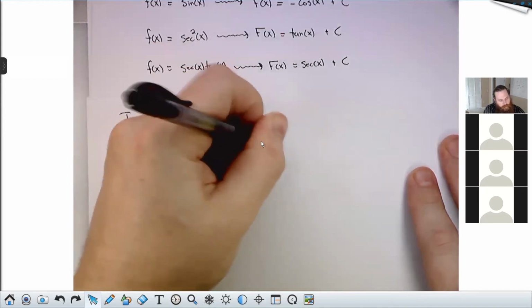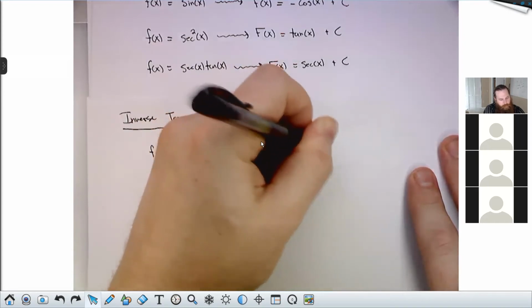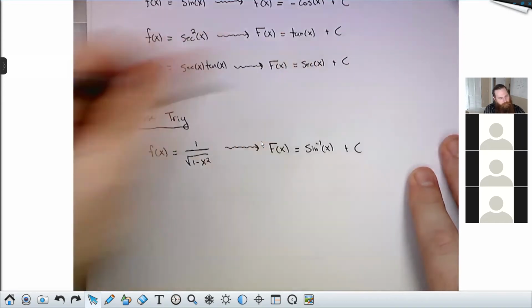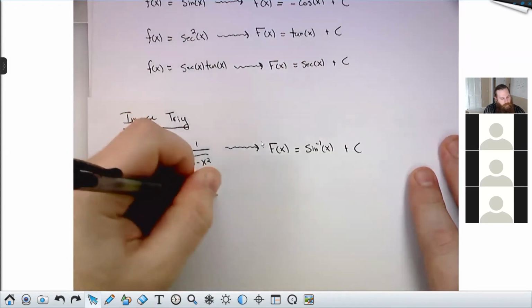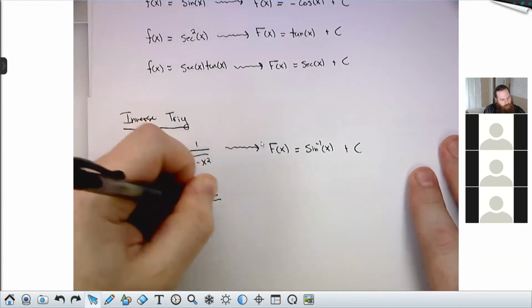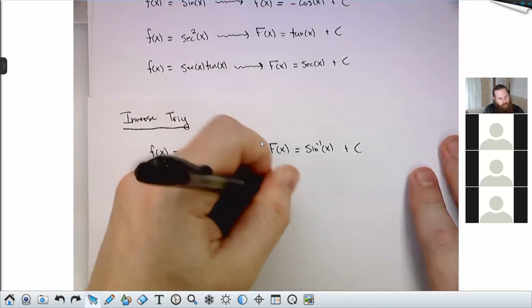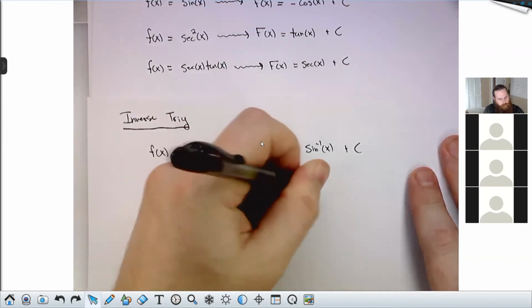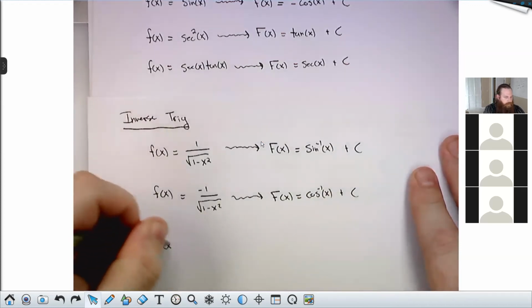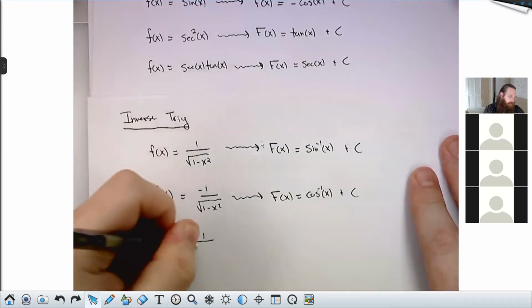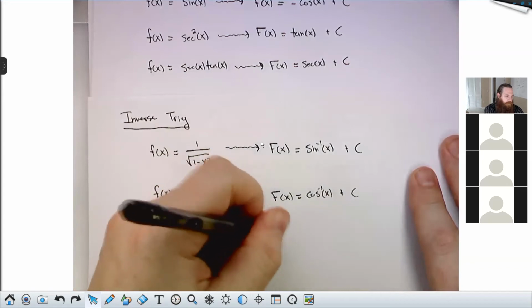But you know who differentiates to that just by thinking about your inverse trig functions. That's the derivative of the inverse sine function. Negative 1 over the square root of 1 minus x squared, that's the derivative of the inverse cosine function. And 1 over 1 plus x squared, that's the derivative of the inverse tangent function.